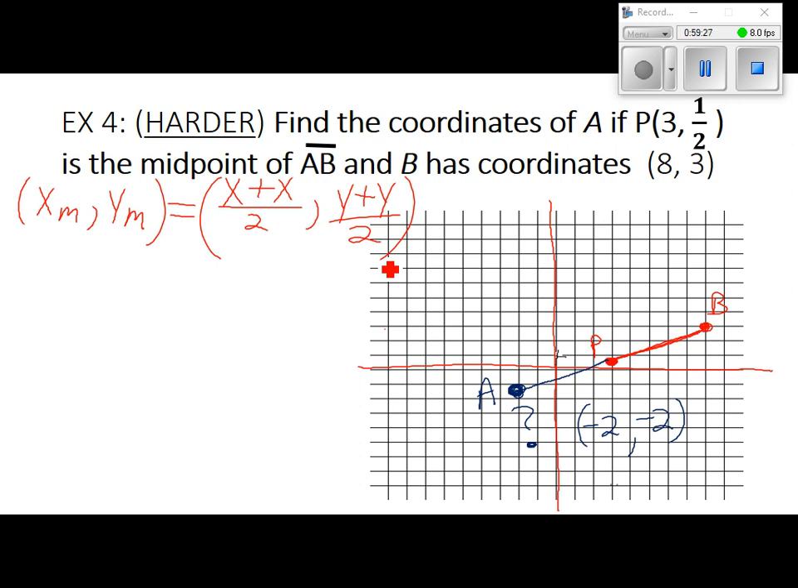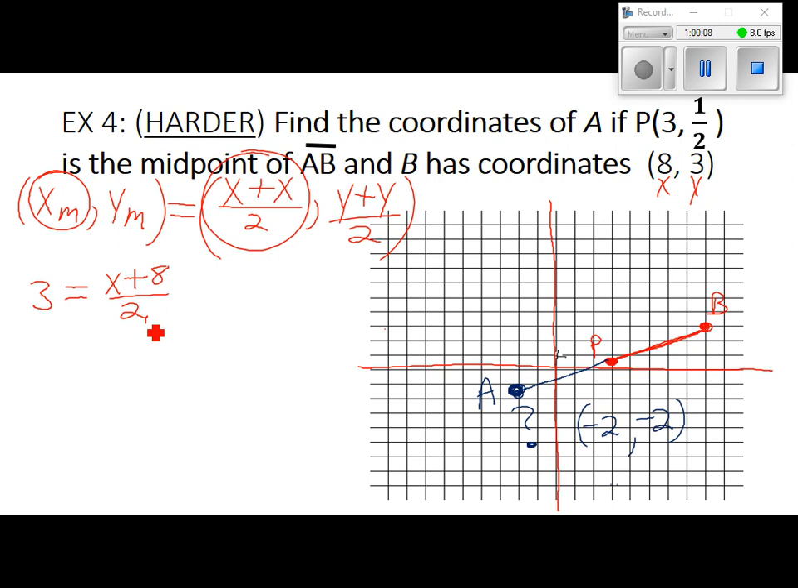Do we know what the X coordinate is of the midpoint? Yeah. What is it? 3. So we're going to stick that in there. Now we're going to set it equal to just the X part. So 3 equals X plus X divided by 2. Do we know one of those two? Yeah. Be careful. 8. That's an X and that's a Y, right? So 8. So let's do X plus 8 divided by 2. Is that an equation that we can solve?